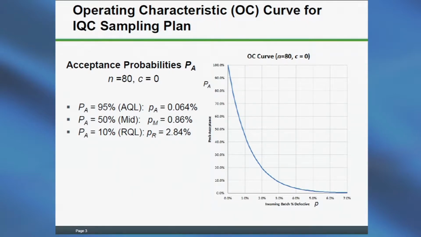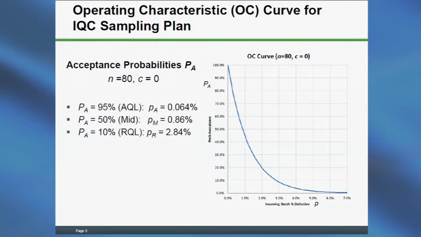So you can see that product that comes in at very low defect levels has a high probability of acceptance, and product that comes in at higher levels of defects will have a low probability of acceptance. In particular, 2 points on the curve are often referenced. One is the 95% acceptance point, which we call the AQL, which is an acceptable quality level.